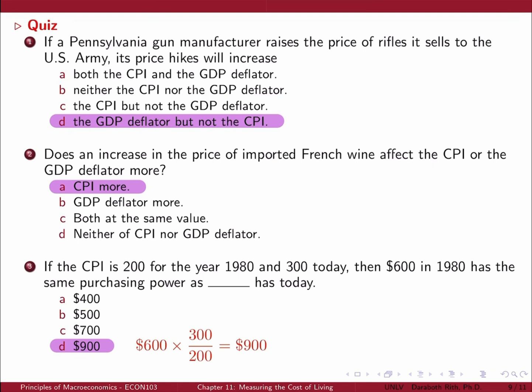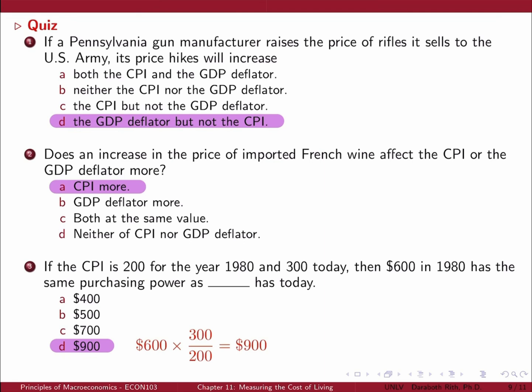Question number 1. If a Pennsylvania gun manufacturer raises the price of rifles it sells to the U.S. Army, its price hikes will increase what? The rifles are produced locally, but they are not typical consumer goods. Therefore, their price change affects the GDP deflator, but not the CPI. The correct answer is D.